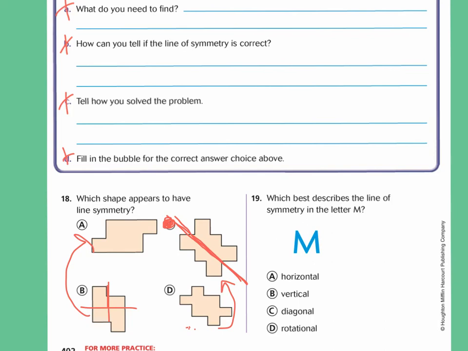And number 19, which best describes the line of symmetry in letter M? Would it be a horizontal, a vertical, diagonal, or rotational, which we didn't talk about? So hopefully you didn't pick rotational. Letter M would be, I'm getting worse and worse on my lines, letter M would be up and down is vertical. Okay, we should know vertical, horizontal by now.